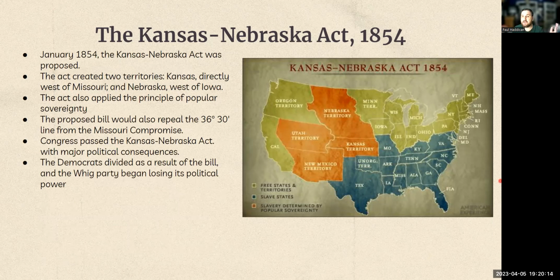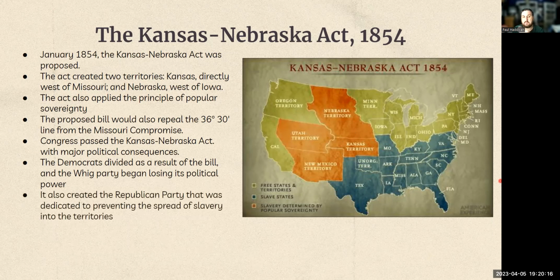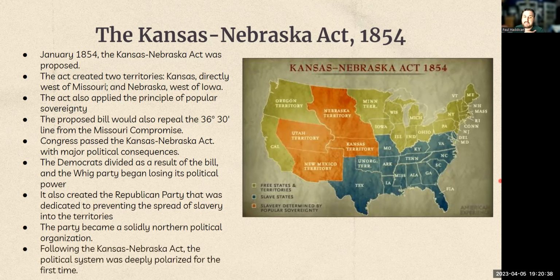and there starts to be a shakeup at the federal level between people who are in power. It also creates the Republican Party that was dedicated to preventing the spread of slavery into the territory. So we get a branching off of politicians, and we get a rearrangement of these political parties. The Republican Party will become a solidly northern political organization after this. And following the Kansas-Nebraska Act, the political system will be deeply polarized for the first time in history. It might seem pretty normal to us that we have 2 parties who are very much opposed to each other and can't get anything done. This is the first time that we see that happen in American history up to this point.